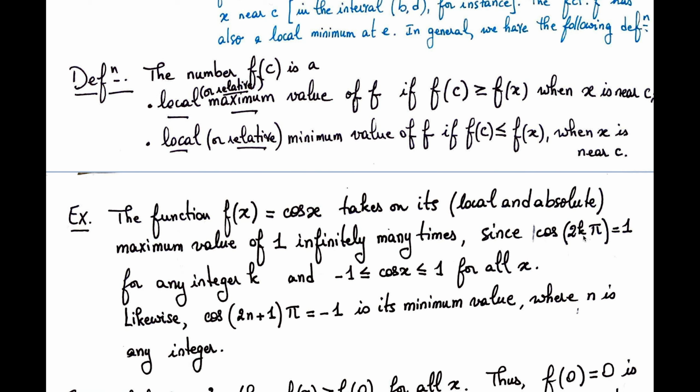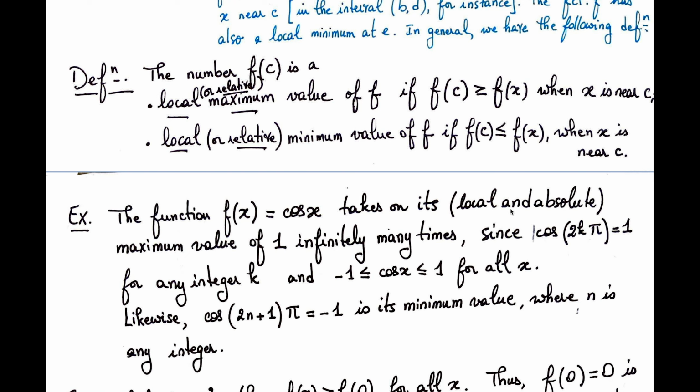Precisely, it's reached when the input is an even multiple of pi, right? If you input in cosine 2k pi, where k is any integer, that output is going to be 1. And if you input in cosine an odd multiple of pi, the output is going to be -1. So also the minimum value is attained infinitely many times.